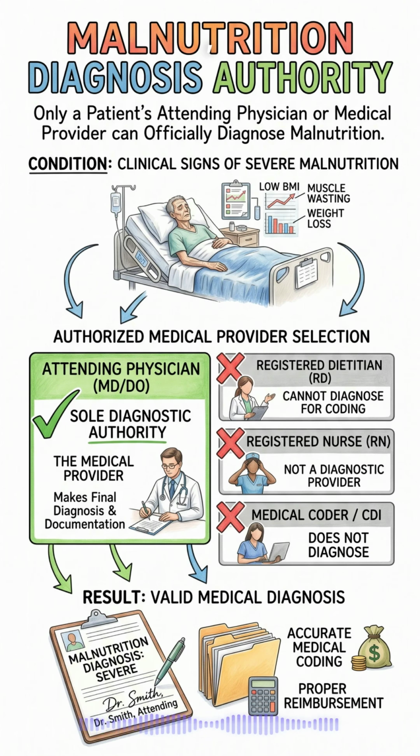41. Who is the only person legally allowed to officially diagnose a patient with severe malnutrition? Only the medical provider or attending physician can officially diagnose malnutrition for the medical coding team. Even if the dietitian writes a detailed note, the doctor must confirm and document the condition.